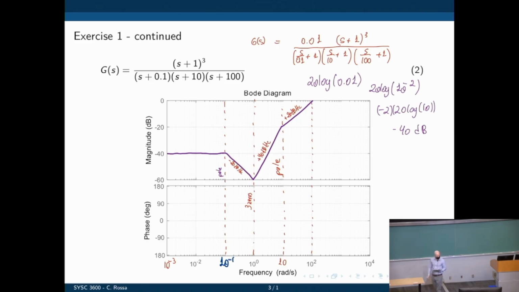And what happens now? At 100, there's another pole. What happens to the slope? The pole adds negative 20 dB per decade. The slope becomes horizontal, becomes 0. And we will stay at 0 dB per decade as the frequency now tends to infinity. And the magnitude turns out to be 0.